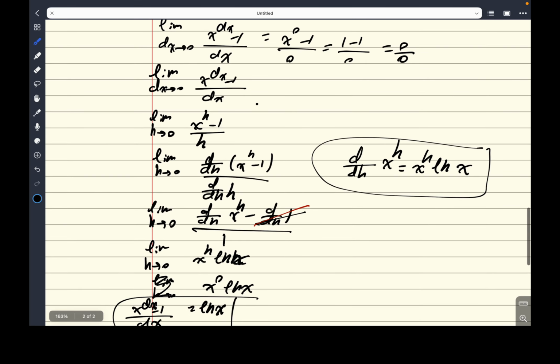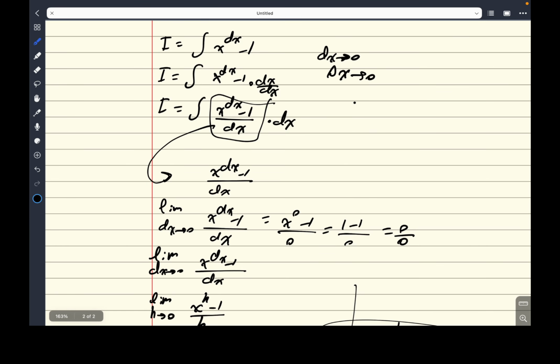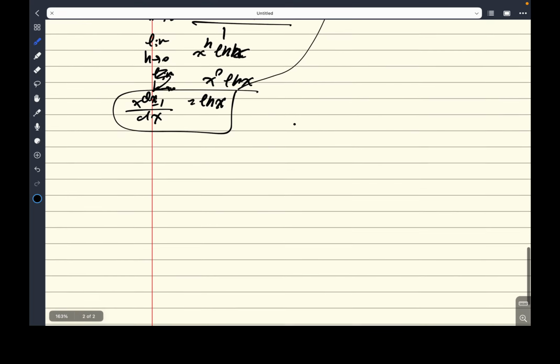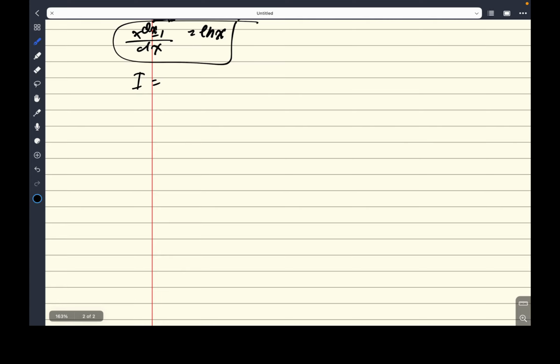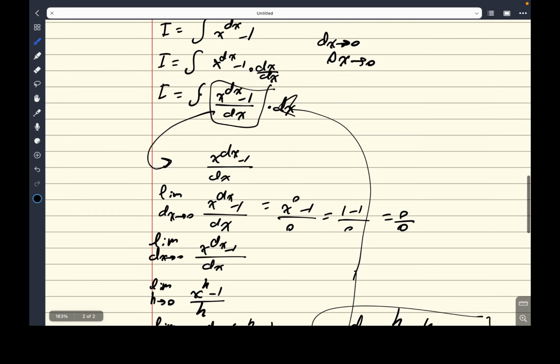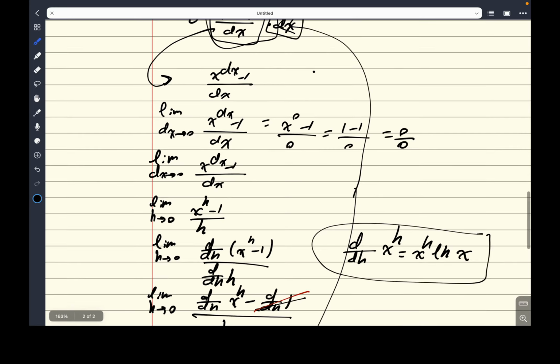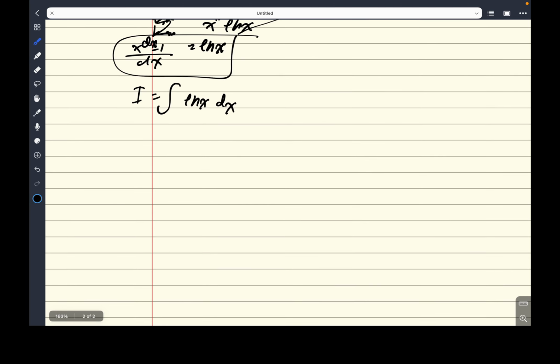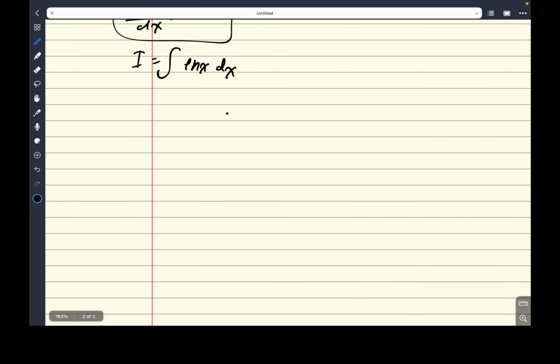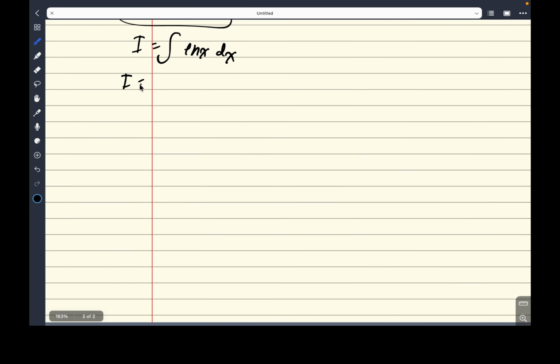And I can go back and plug it into this integral. I'm going to write this integral again. It's going to be ln x, so this expression here is gone, and we're left with ln x dx. We should integrate the ln x right now, using integration by parts. So ln x is going to be my u, and my dx is going to be my dv.